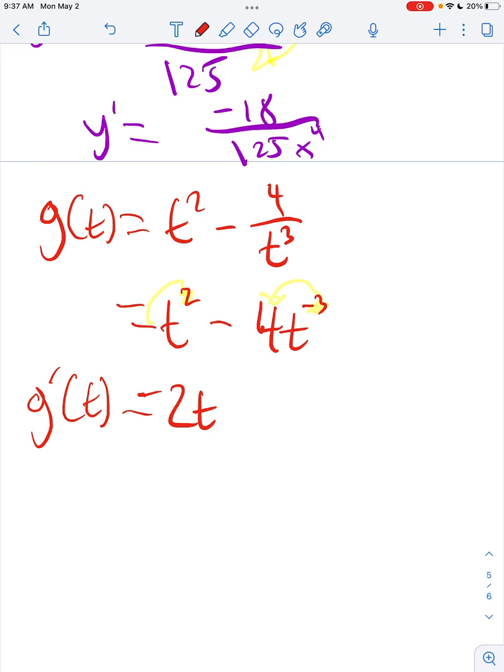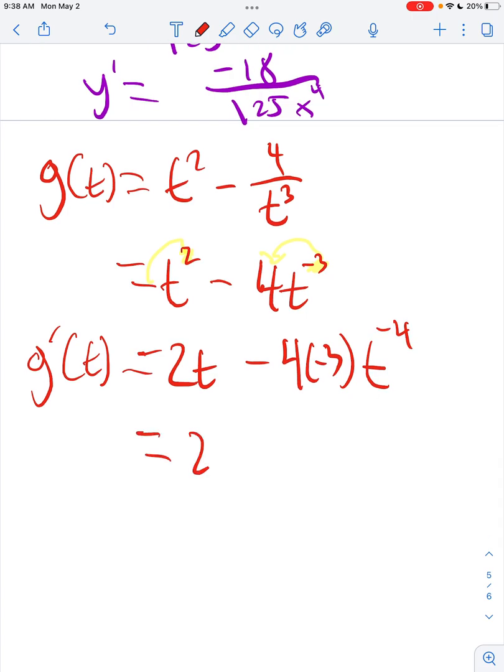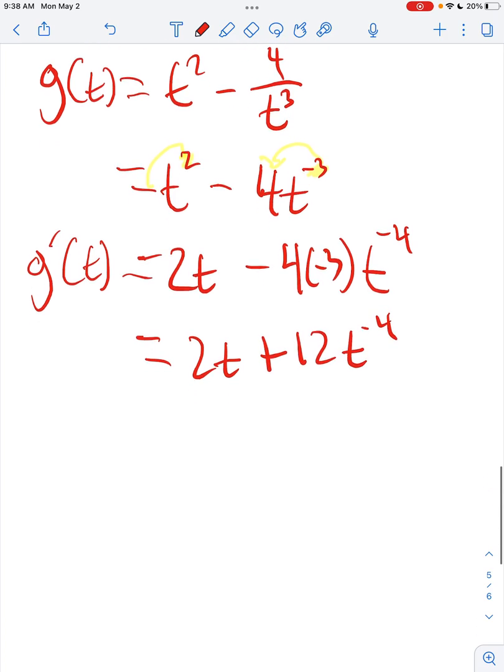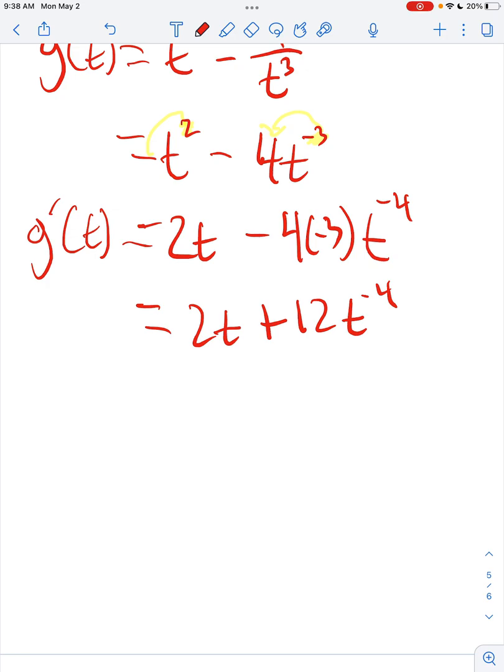I don't need to write the first power. Minus 4 times negative 3t. Negative 3 minus 1 is negative 4. So 2t plus 12t to the negative 4, which we know that we have to remove that negative exponent and get 2t plus 12 over t to the fourth. So the derivative of g of t equals this.